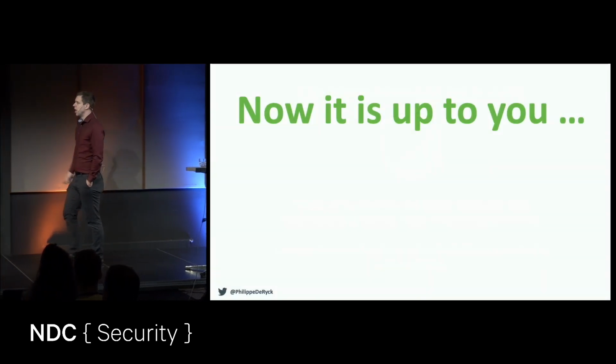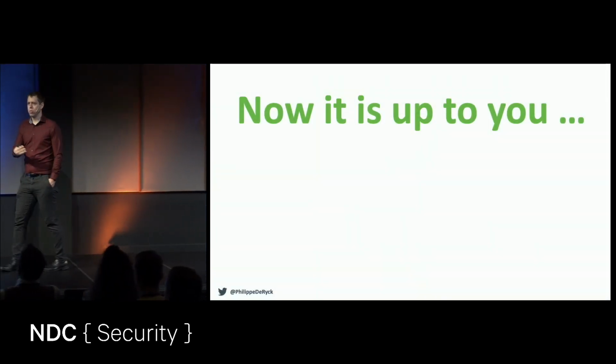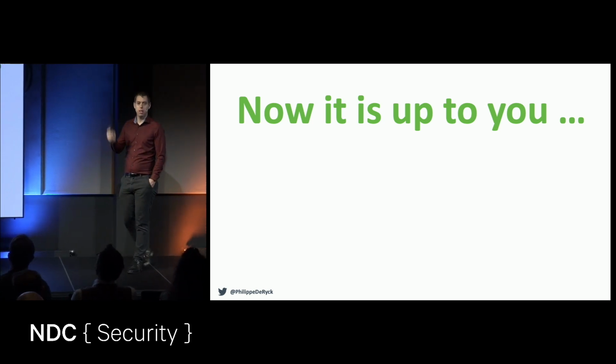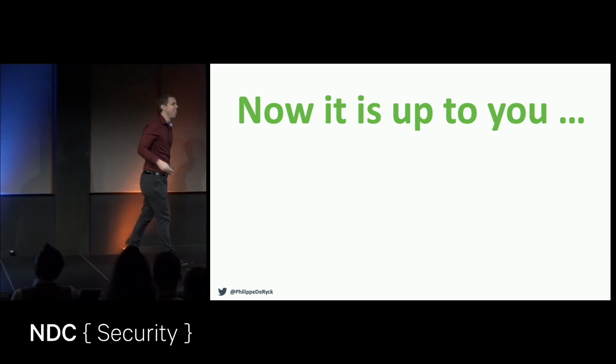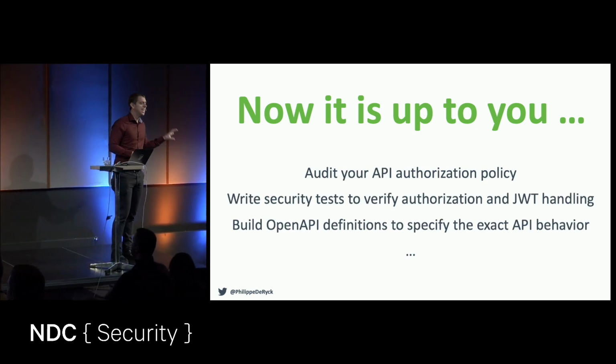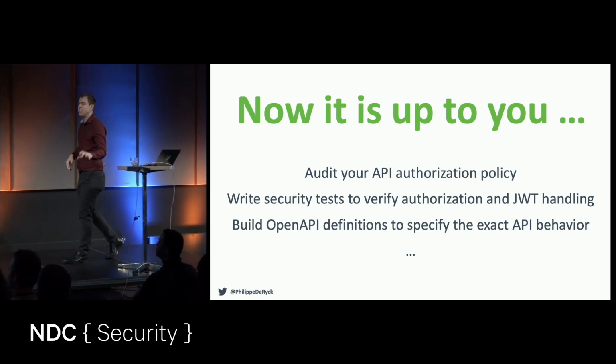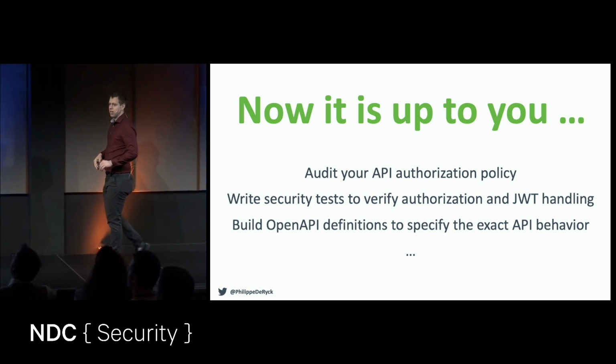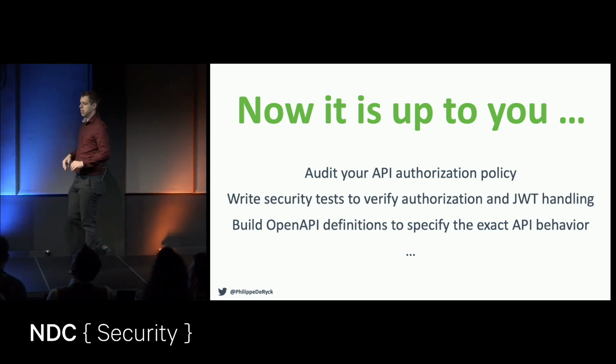All right, now it's up to you. I've done my part. I told you what to do. That's the fun part of my job. I can just be like, that's what you got to do. Bye-bye. So now it's up to you. So audit your API authorization policy. I can guarantee you, well, probably on Monday, but I know how these things go. I can guarantee you that we will find something. Almost guaranteed. Let me know about that.